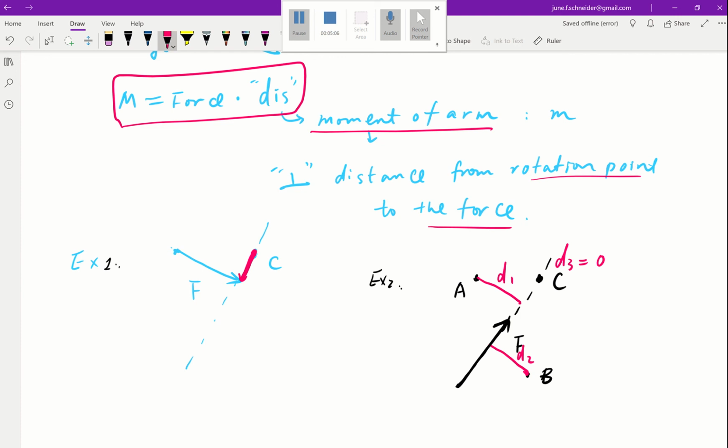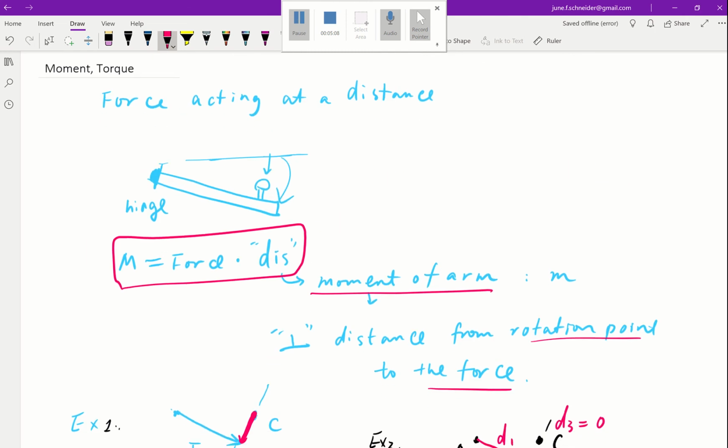So in this situation, you are trying to open the door. Go back to this example. Your force here goes right through this point, the hinge. Try that. No matter how mighty you are, it's not going to open the door, right? Because the moment is equal to 0. This force goes directly through the rotational point. The moment arm is 0. There's no moment, no torque, and it cannot rotate this door.